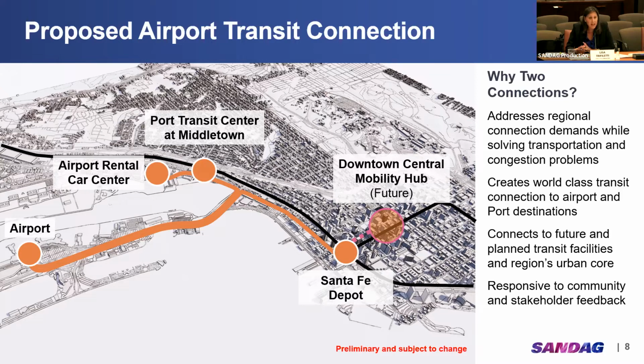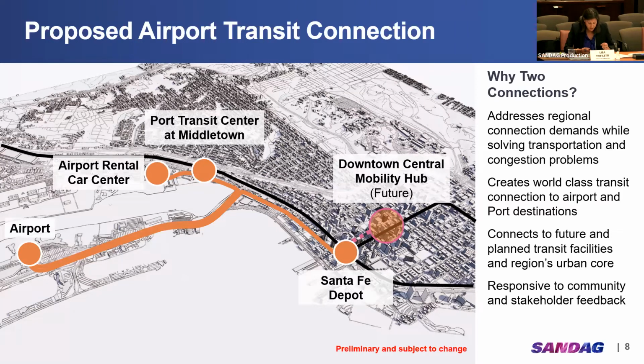The downtown connection is intended to serve our existing transit users coming from the south, tourists, conventioneers, and people who do business in downtown San Diego who need to get to and from the airport. As we connect to Santa Fe Depot, we would be poised to bring everything together potentially in a future downtown central mobility hub, which Colleen explained is a separate and independent project, but has a lot of synergy and complements the goals of revitalizing downtown.